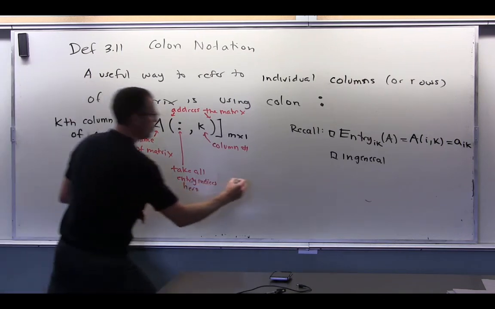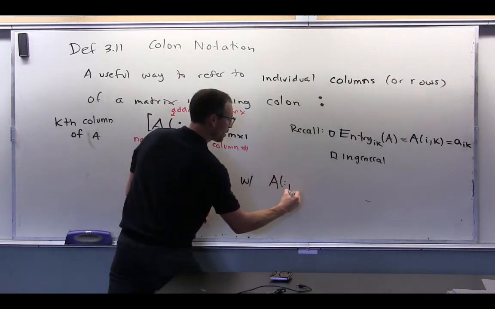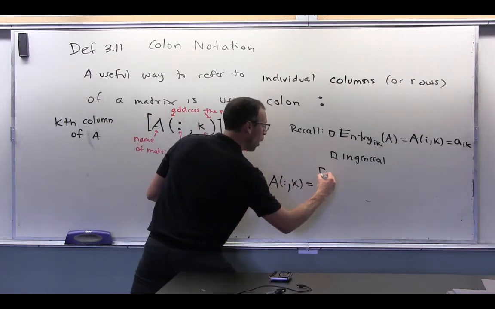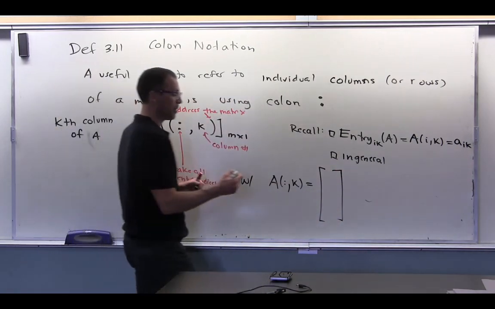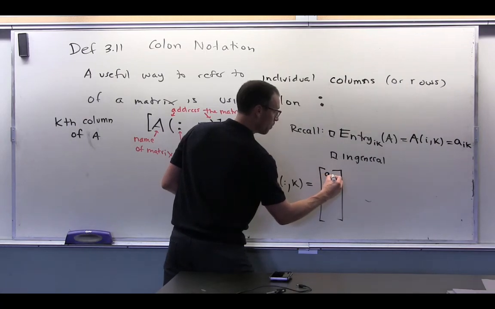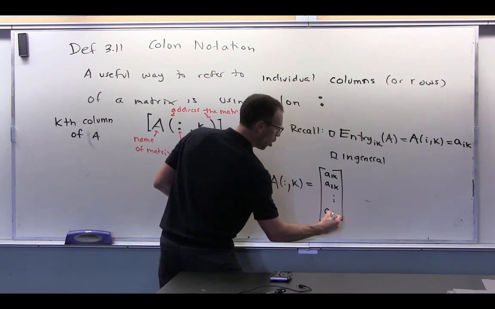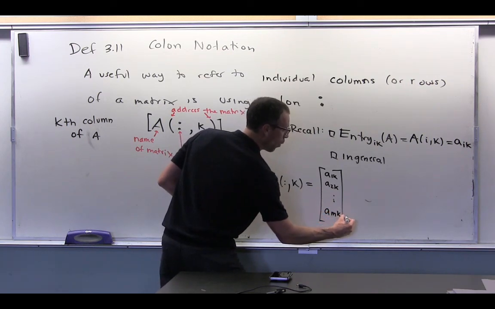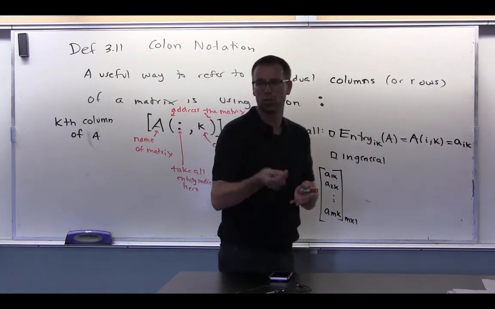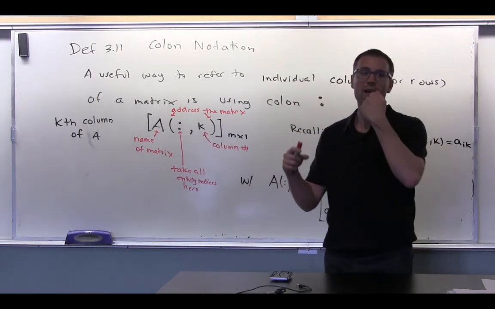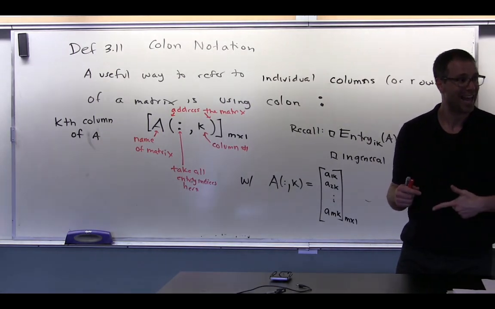Let's go ahead and actually write this. If I wrote the kth column of A, what would that look like in terms of the individual vector entries? A 1k, 2k, all the way down to mk. Why would it be mk? Because in general we've assumed every time we have a rectangular matrix that it has m rows and n columns.